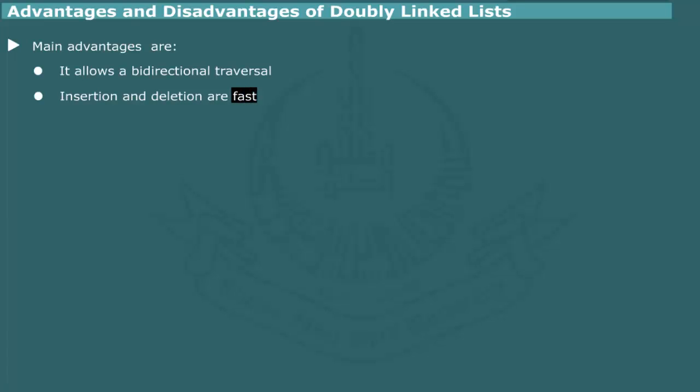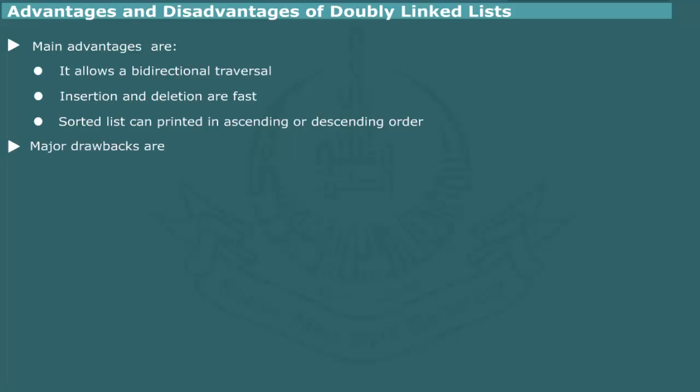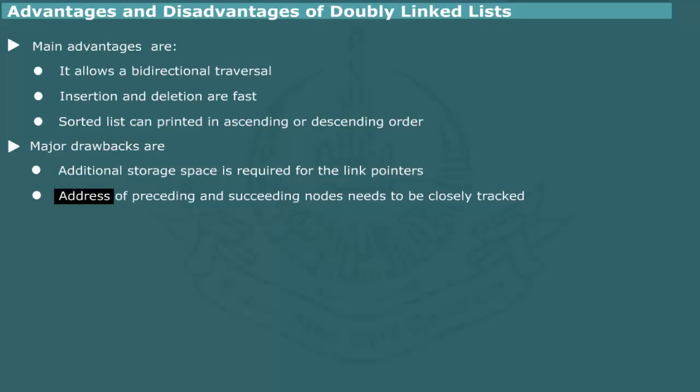Advantages and disadvantages of a doubly linked list. The main advantages of a doubly linked list are: it allows bidirectional traversal for processing nodes. Insertion and deletion are fast. A sorted list can be printed in either ascending or descending order. The major drawback of a doubly linked list is that additional storage space is required for the link pointers. Also, the addresses of the preceding and succeeding nodes need to be closely tracked to avoid misdirected traversals.